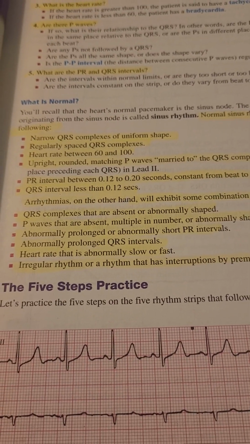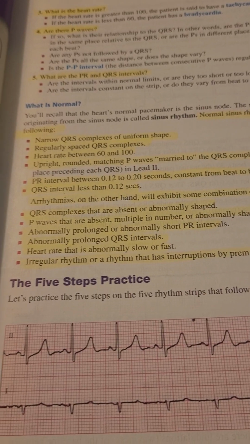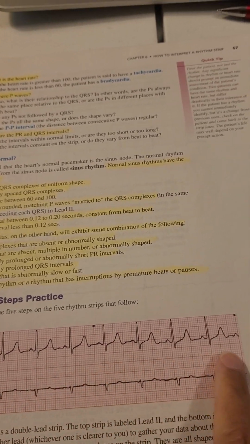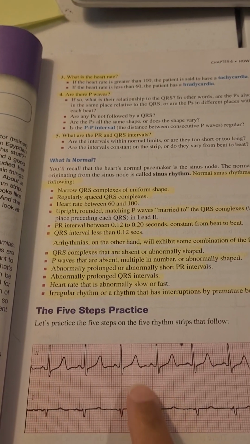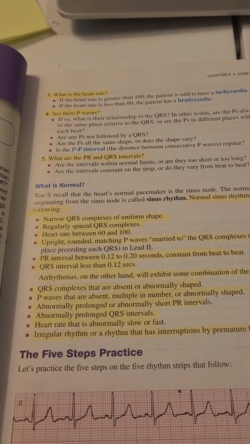Heart rate should be between 60 and 100 beats per minute. Within this 6 seconds right here, it's showing 1, 2, 3, 4, 5, 6, 7, 8, so that'd be 80 beats per minute. That's normal.